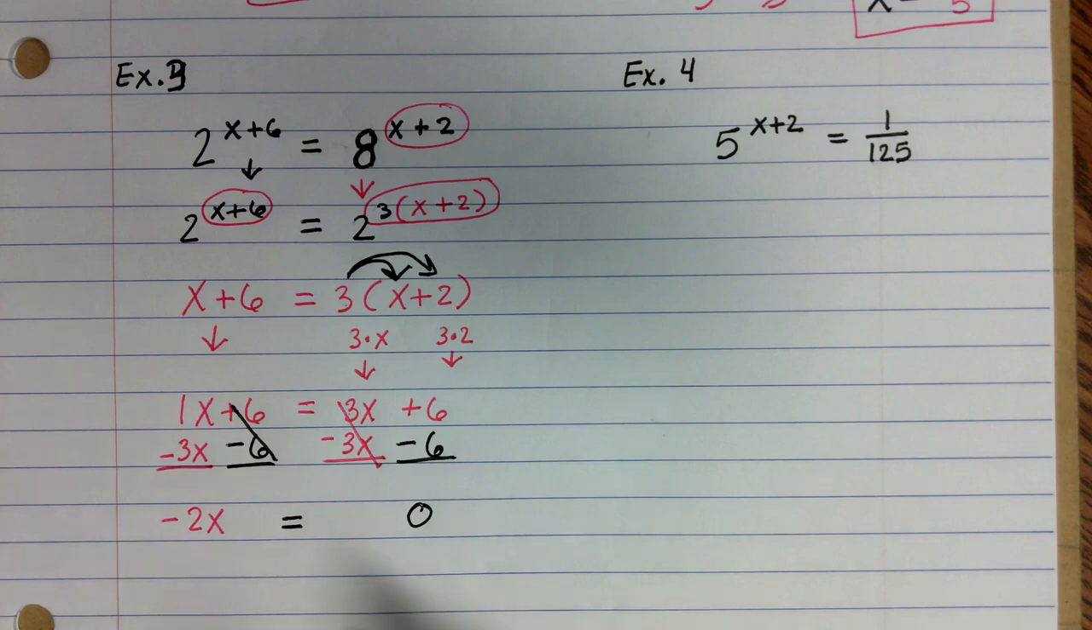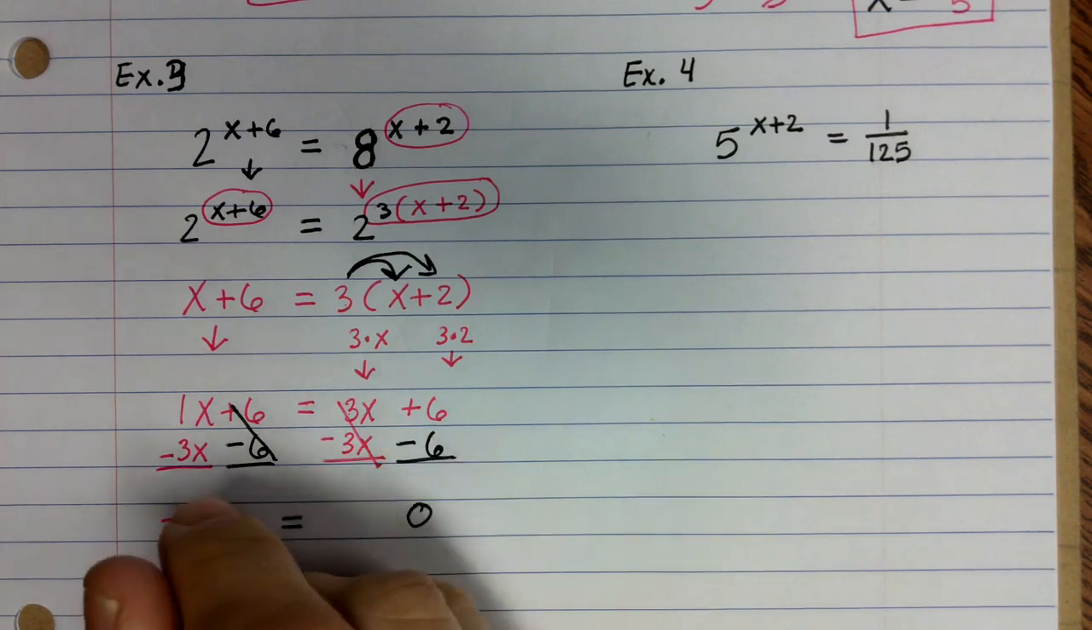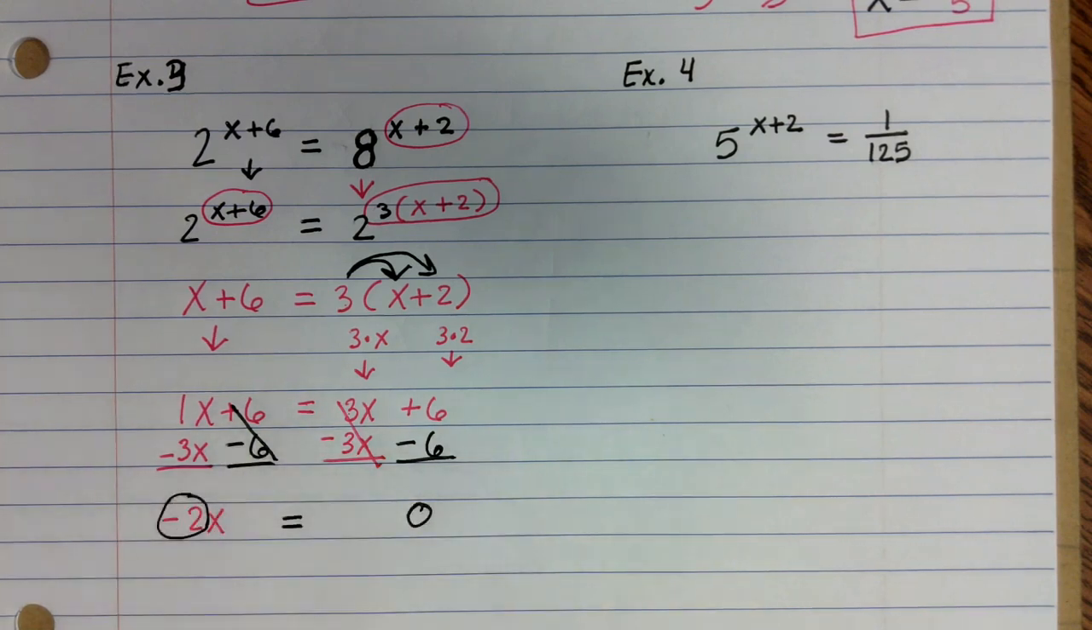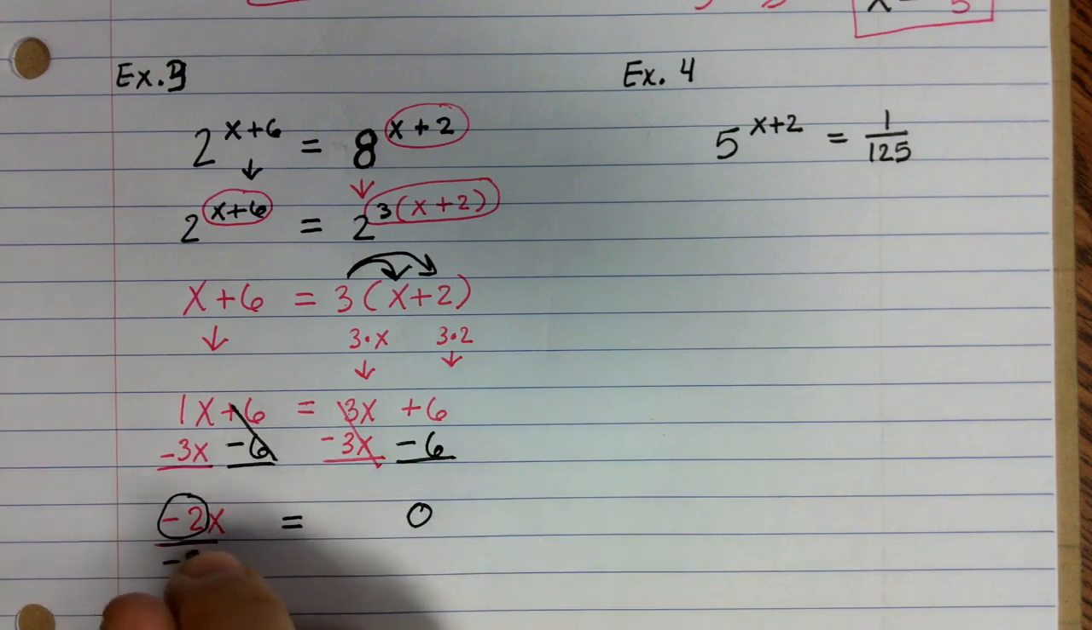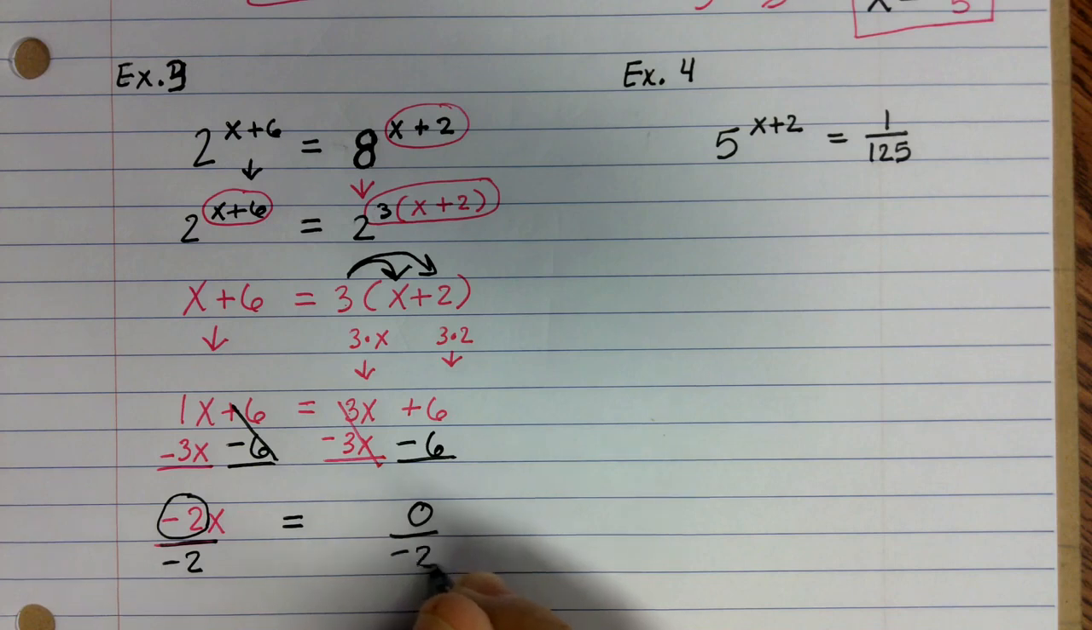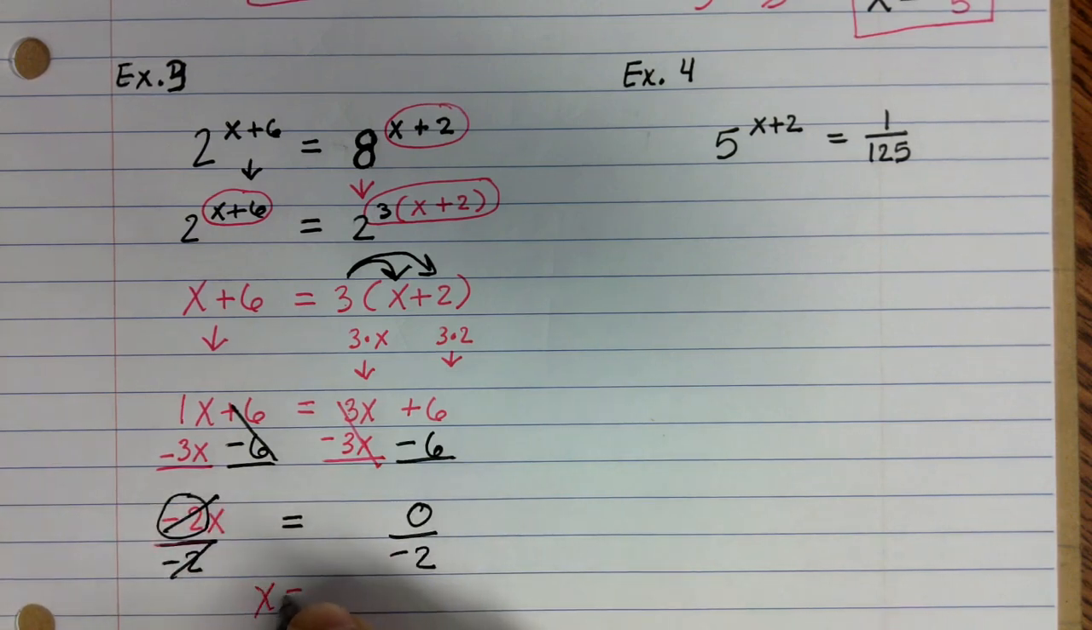For my final step, I do need to isolate the variable by dividing by the coefficient of x. That way we can get rid of it. So I'm going to divide this out by negative 2 on both sides. And then we just end up with x is equal to 0.